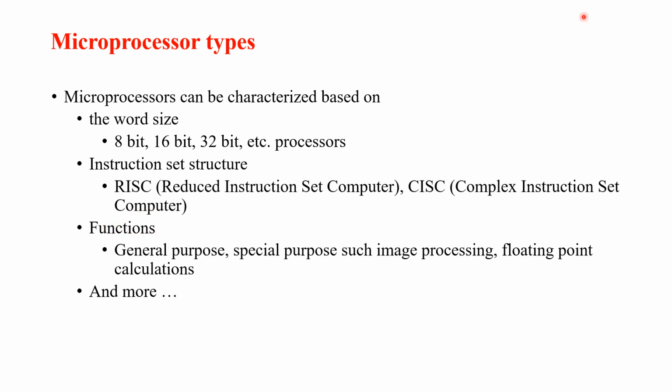Based on the functions, microprocessors serve different purposes, which include general purpose microprocessors, designed for a variety of tasks from personal computing to embedded systems. Special purpose microprocessors are tailored for specific applications such as image processing and floating point calculations. Image processing is optimized for handling images in cameras and video editing. In the case of floating point calculations, it is designed for complex mathematical operations in scientific tasks.